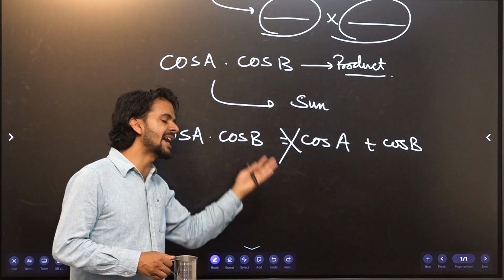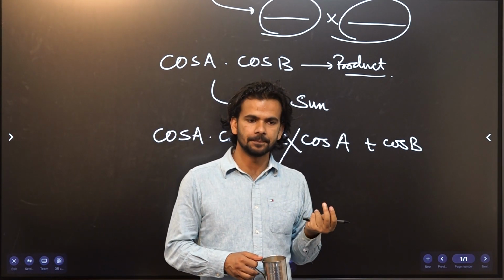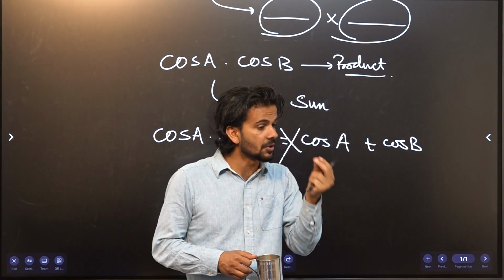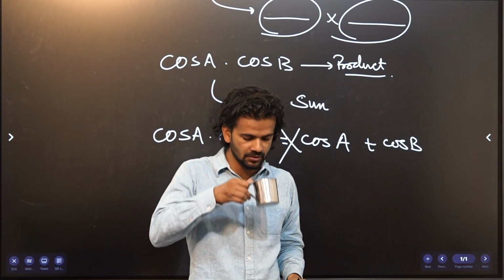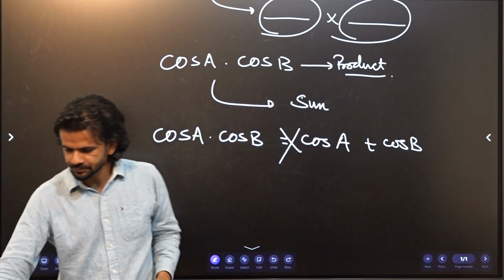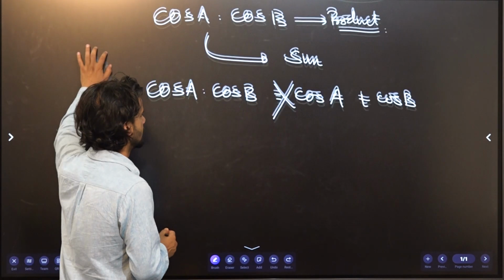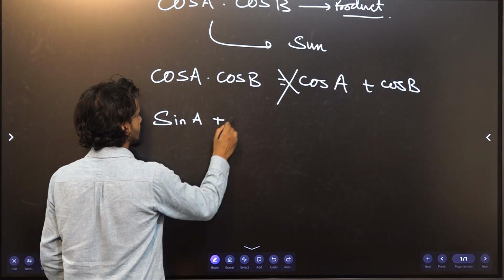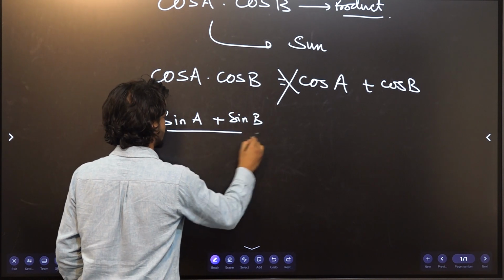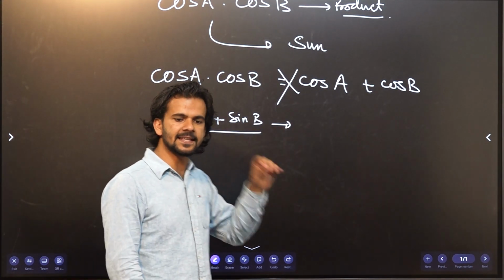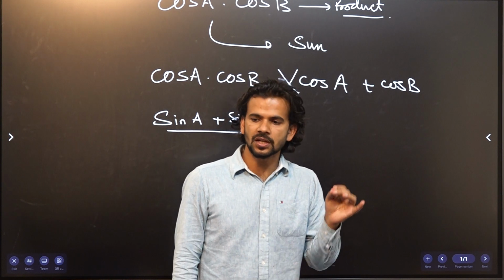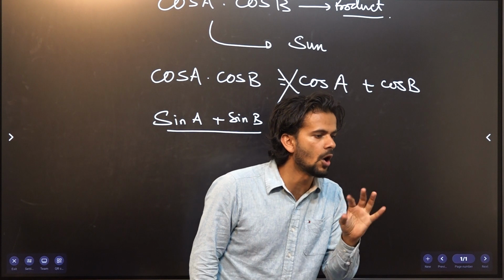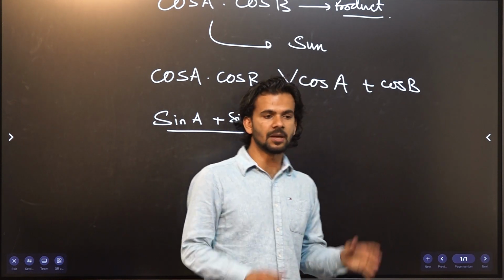Let's say sin A plus sin B. I want to find an expression that is a product and is equal to sin A plus sin B. Let's say I have an expression like this. I want to change this expression such that the new expression is of the form of product, something into something.